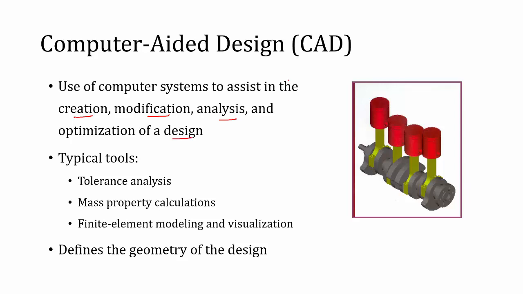You can analyze it. Analyze in the sense you have to check the safety. You can check the safety by using any analysis software. We have ANSYS, and you can also perform analysis in CATIA itself, and you can perform optimization. Optimization in the sense you can reduce the weight. There are plenty of operations involved in CAD. The main tools: you can perform tolerance analysis, calculate the mass properties, and perform finite element modeling and visualization.